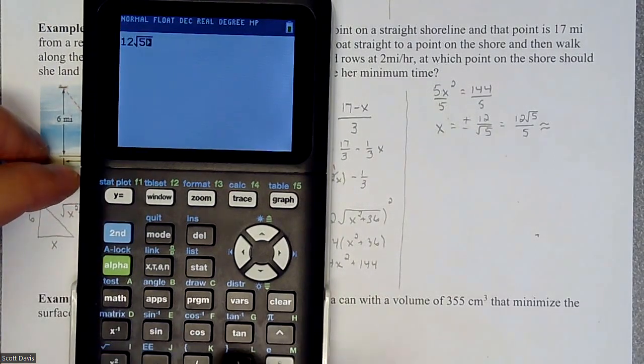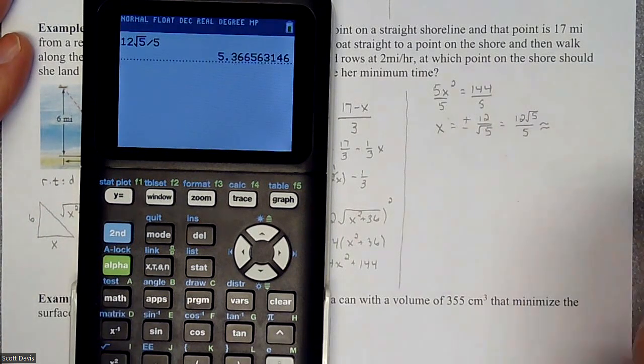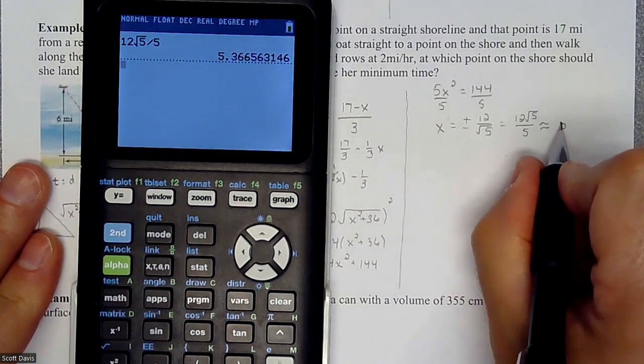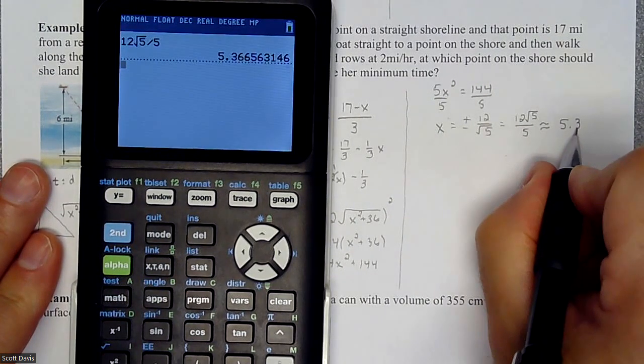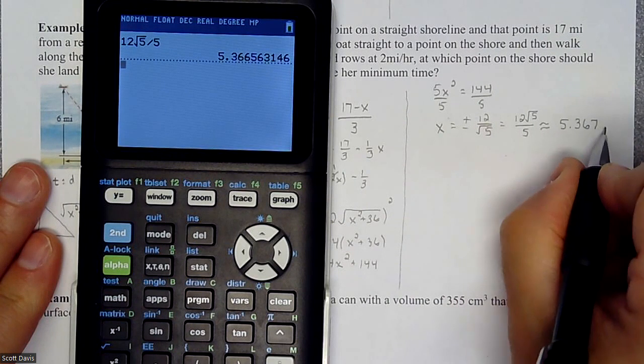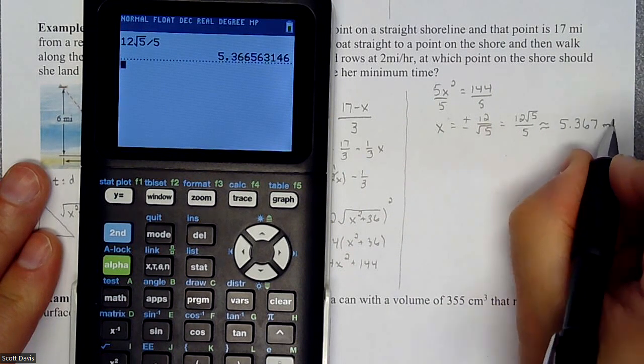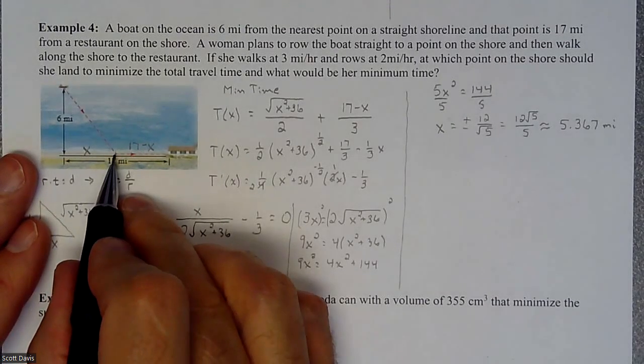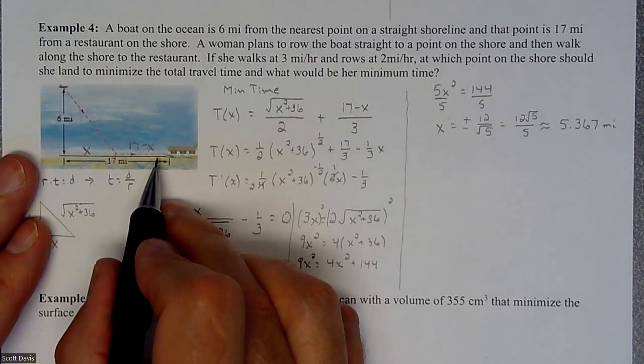12 square root 5 divided by 5 is approximately 5.367. So that is 5.367 miles down the beach is what your aiming point is. And we'll walk the rest.